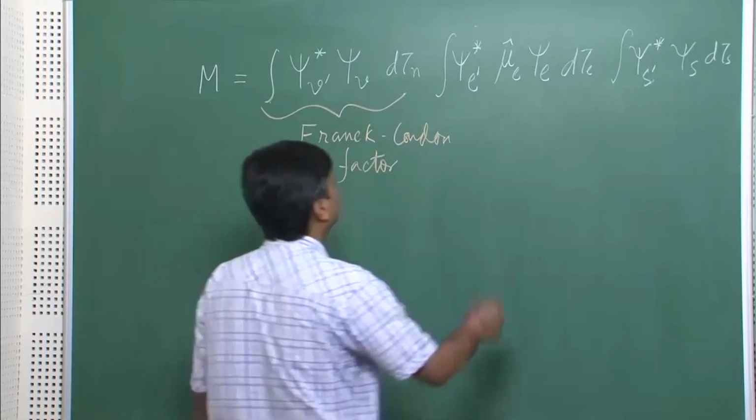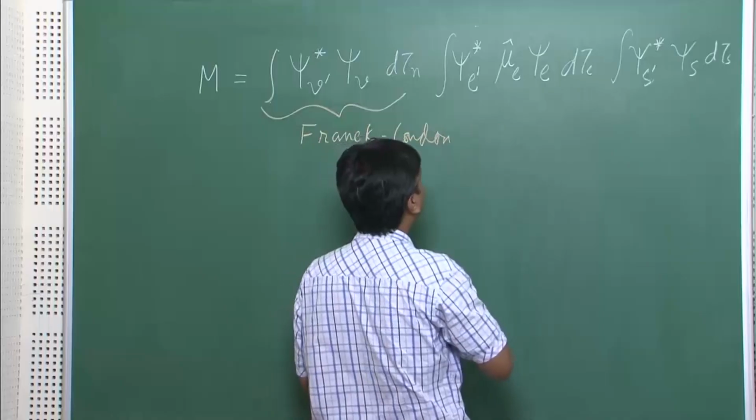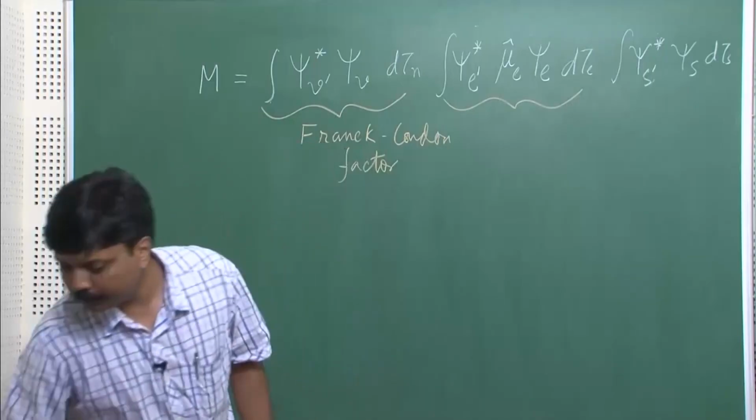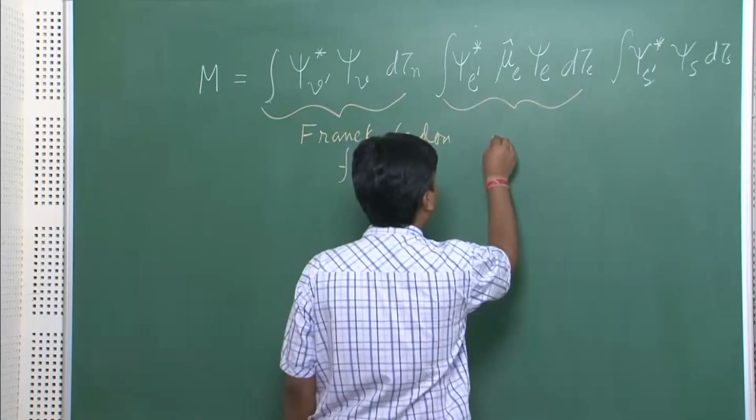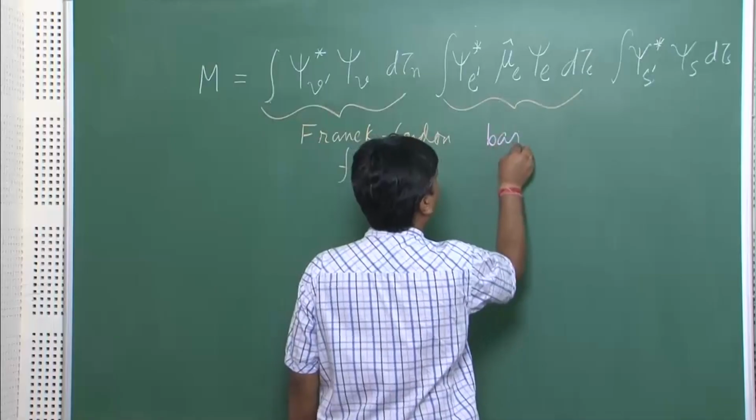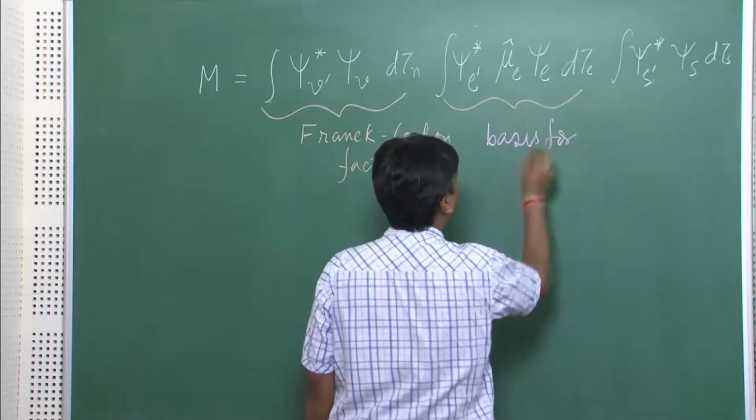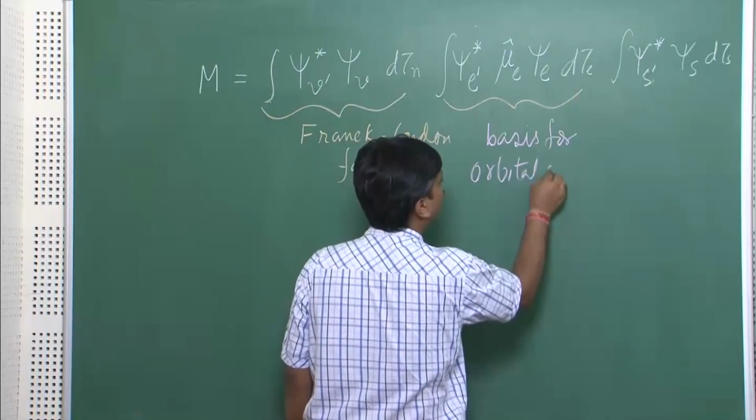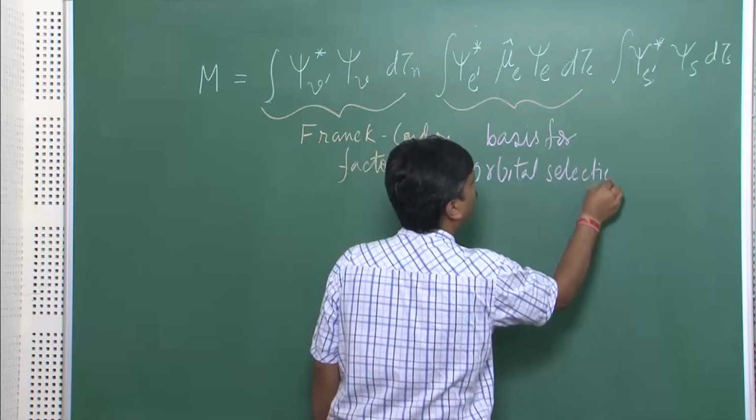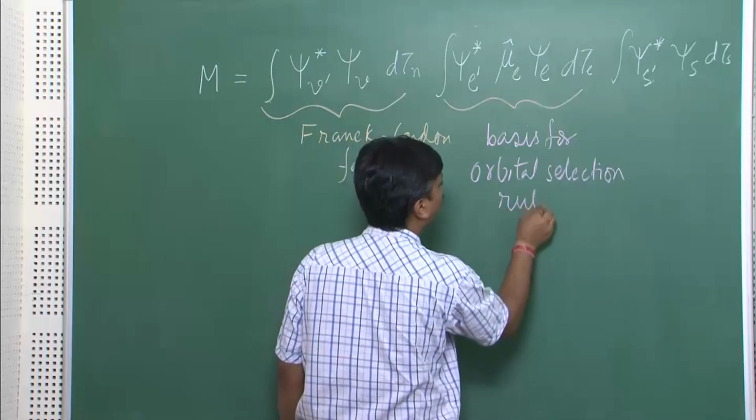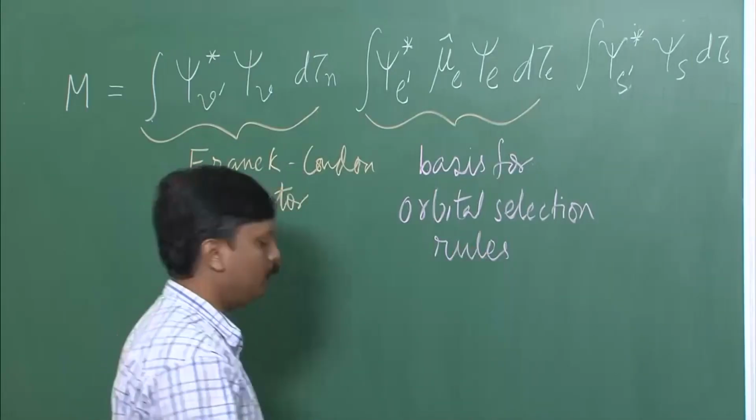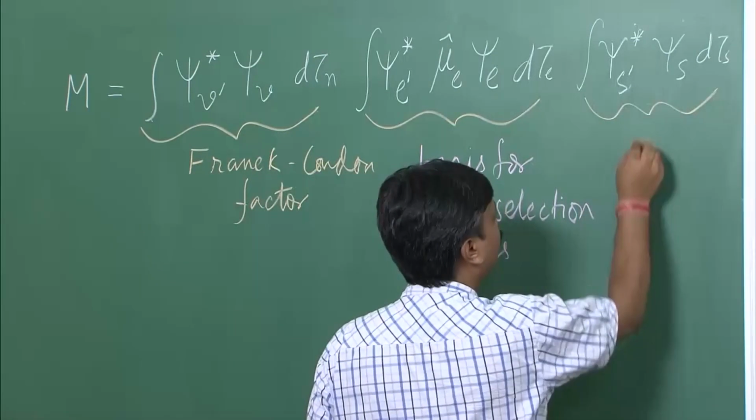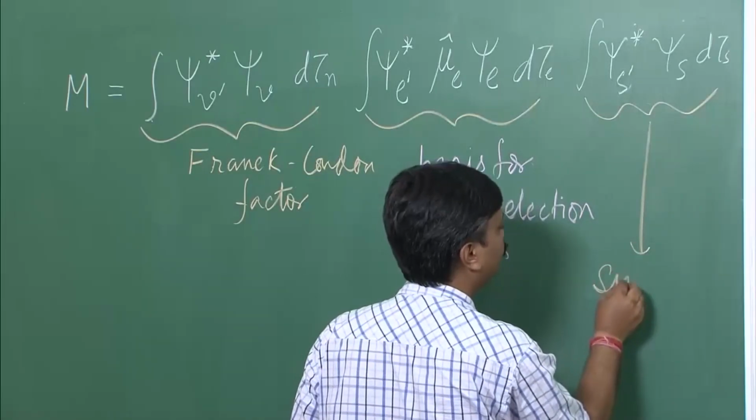Correct? So the second part forms the basis for orbital selection rules. And the third one forms the basis for the spin selection rule.